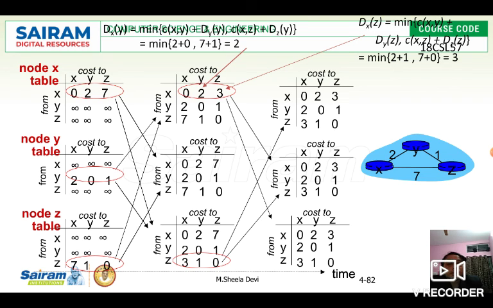So you can execute the algorithm with this idea using Java, and you can find the shortest path from x to y, y to z, and z to x. This will be the output.